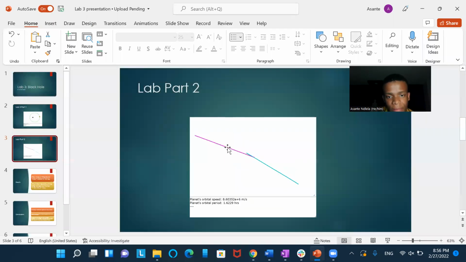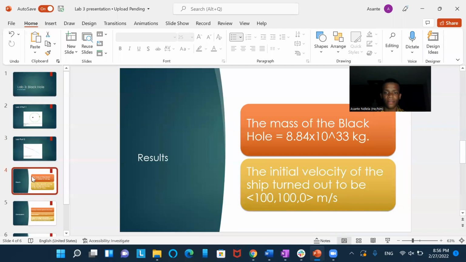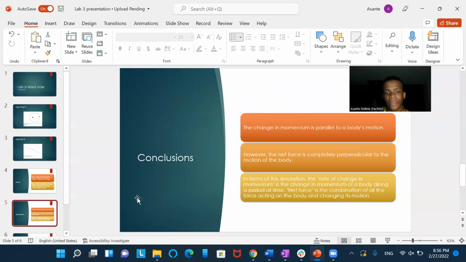The magenta path represents the ship's path and the cyan path represents the planet's path. The results: the mass of the black hole came out to be 8.84 times 10 to the 33 kilograms. And the initial velocity of the ship turned out to be 100 meters per second in components form, as you can see here.